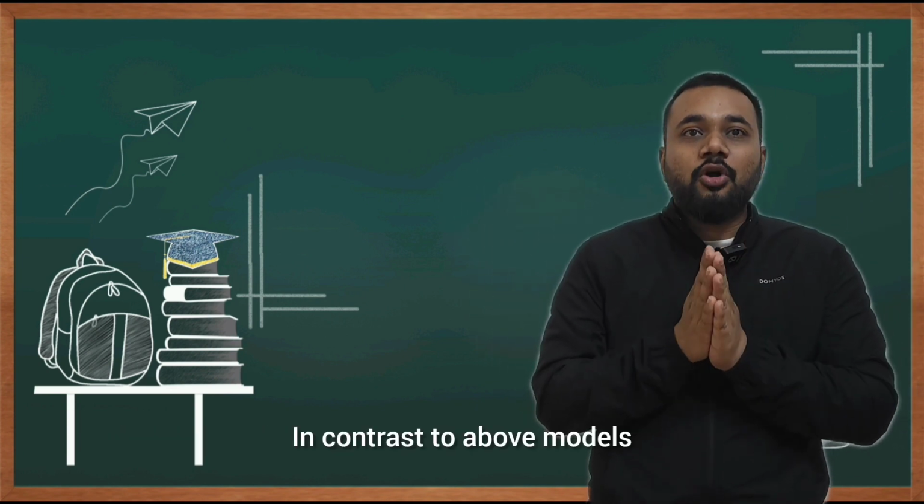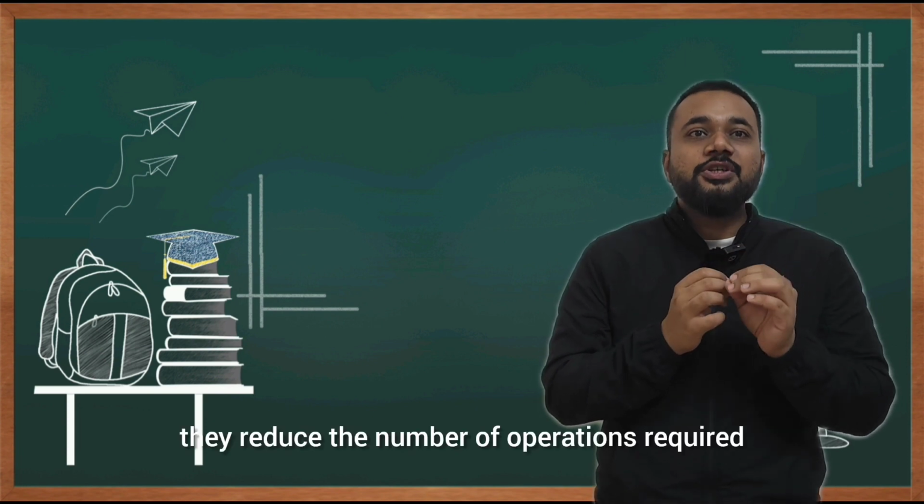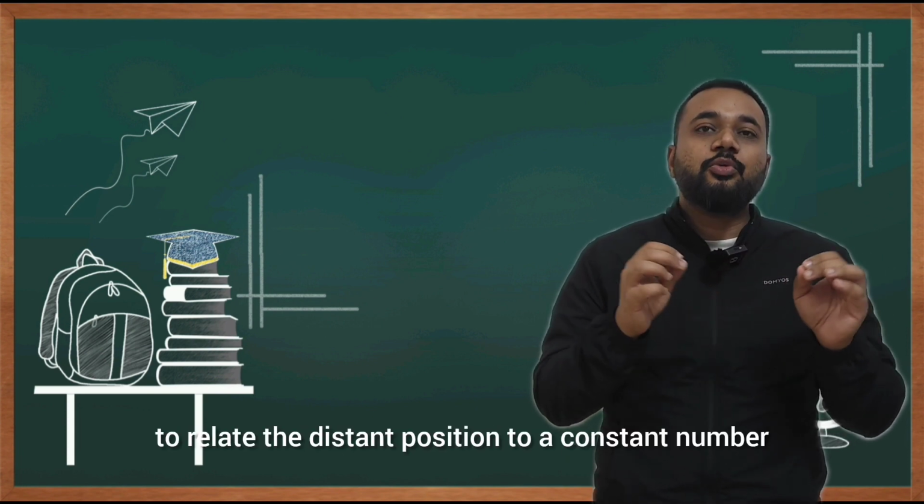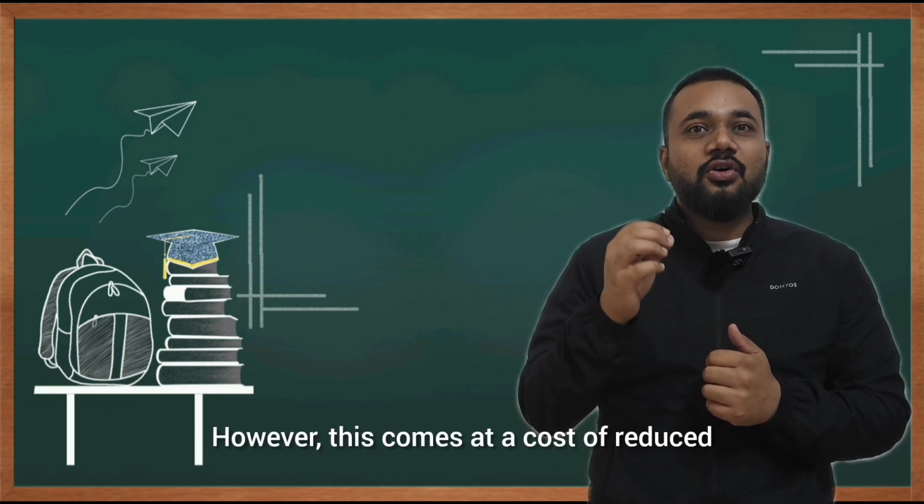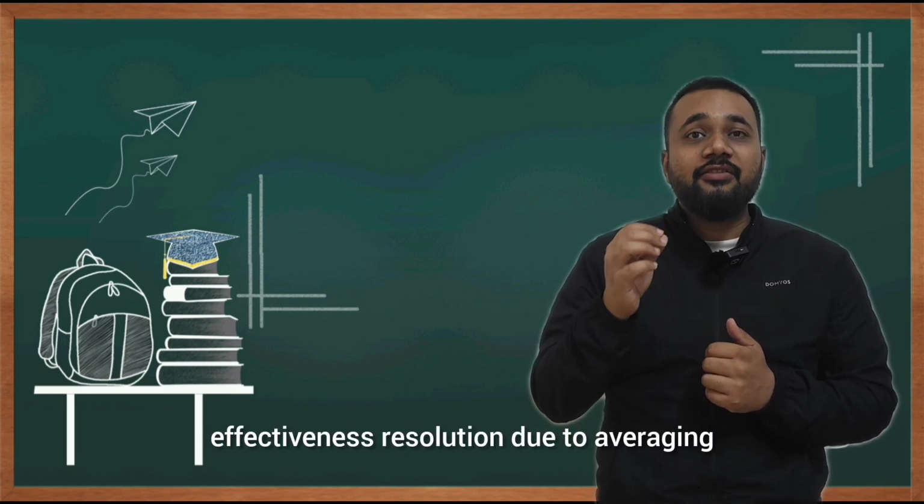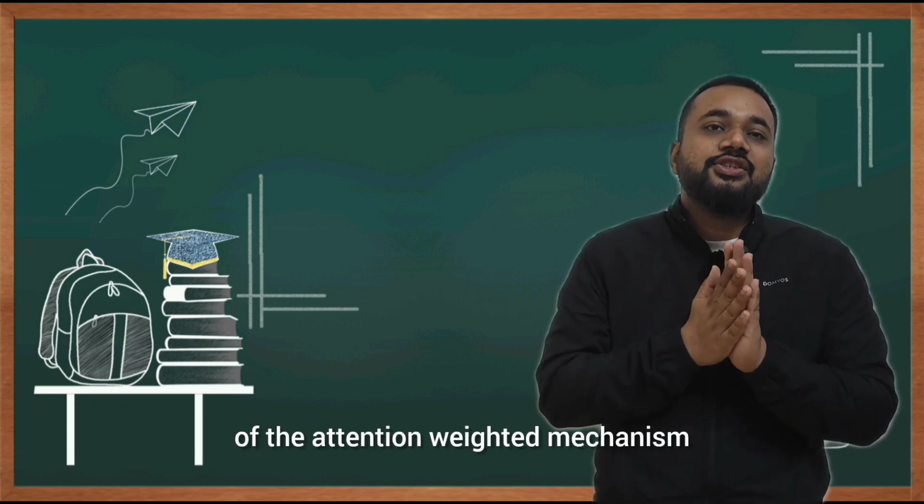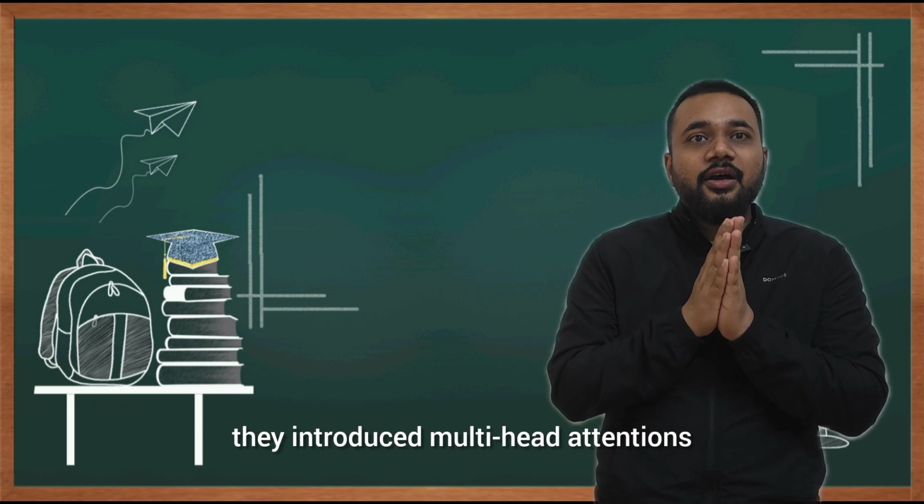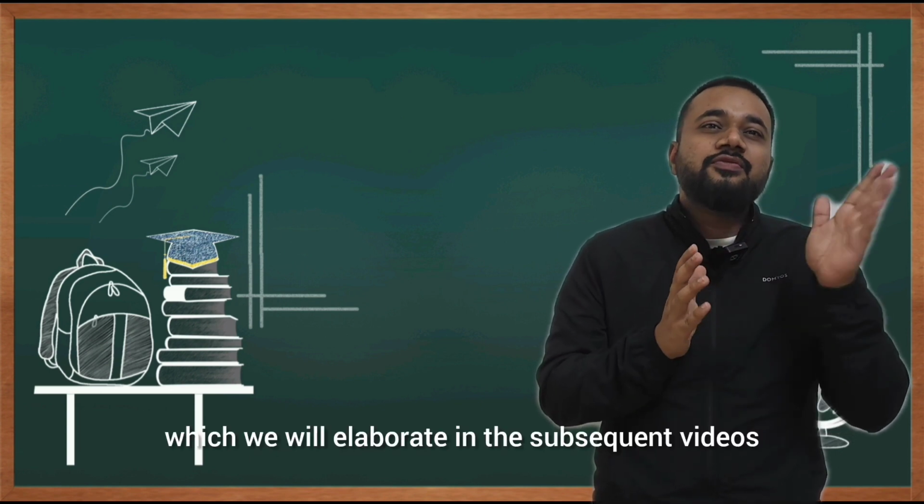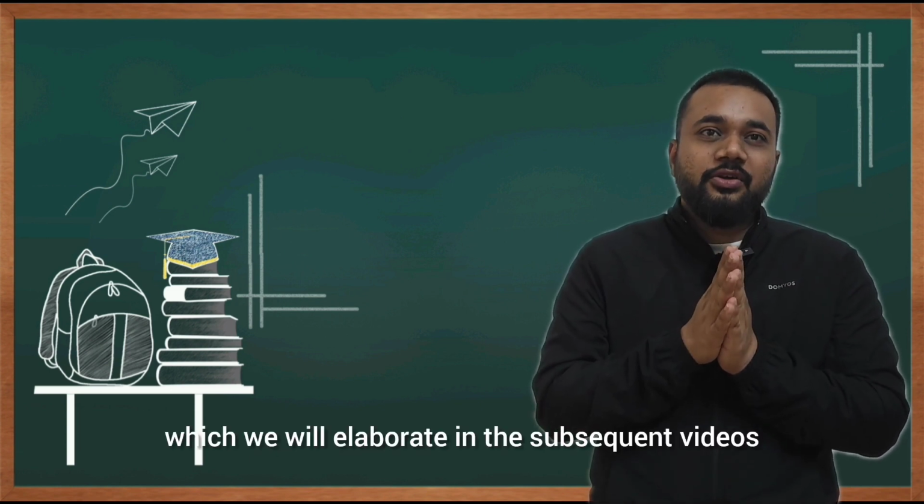In contrast to the above models, the transformer reduces the number of operations required to relate distant positions to a constant number. However, this comes at a cost of reduced effective resolution due to averaging of attention-weighted positions. To counteract this, they introduced multi-head attention, which we'll elaborate on in subsequent videos.